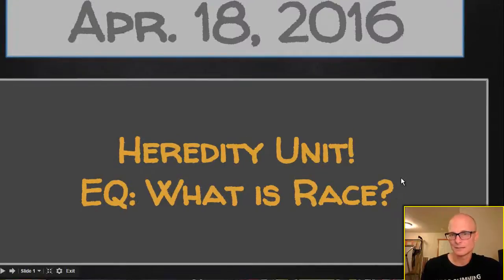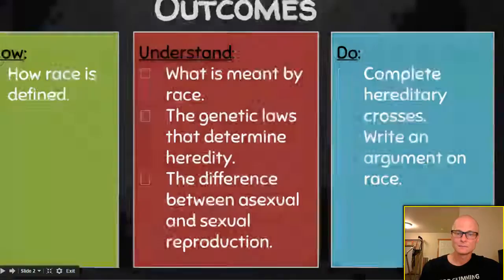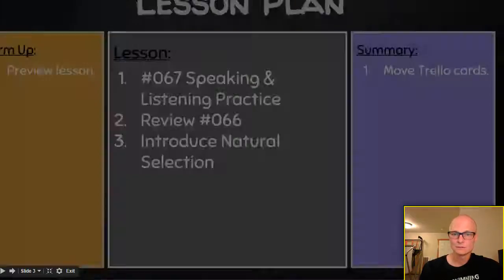April 18th, Monday. Heredity units coming to a close. An idea of what is race. Hopefully the items from the previous unit plan, your Trello cards, are being wrapped up, especially number 64 and 65. Same no understand and do's.